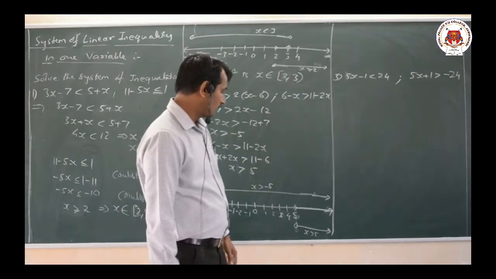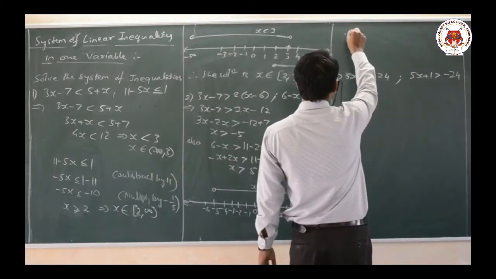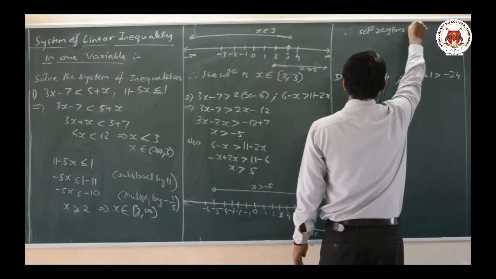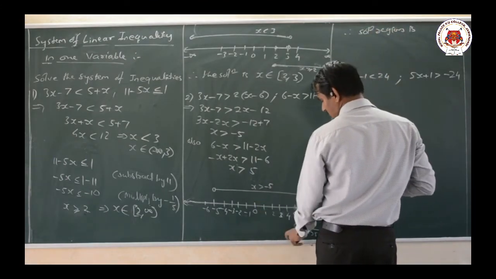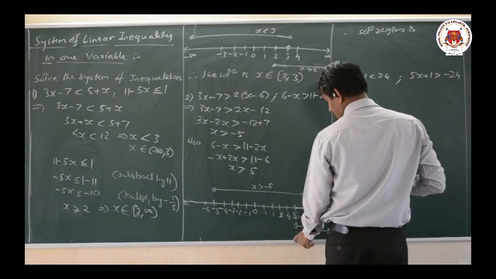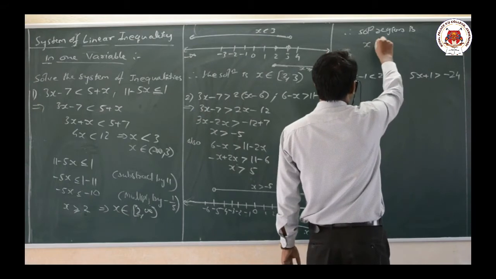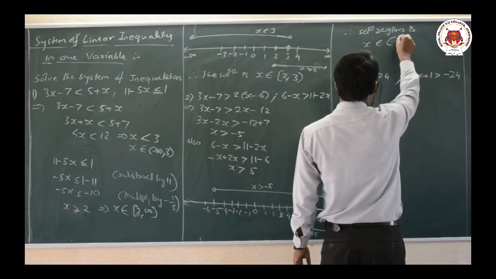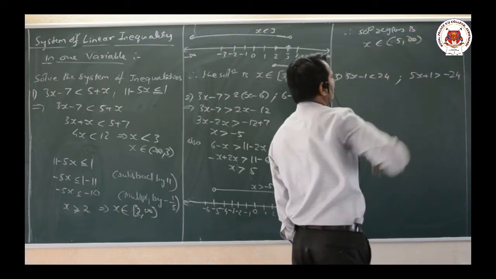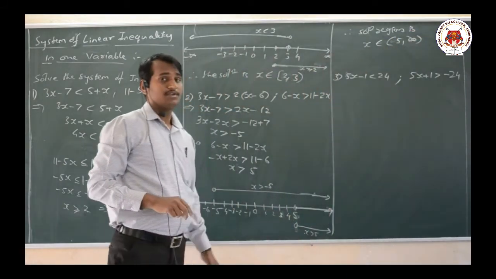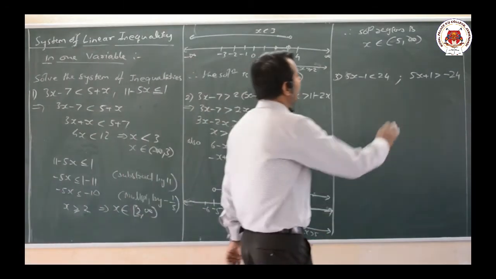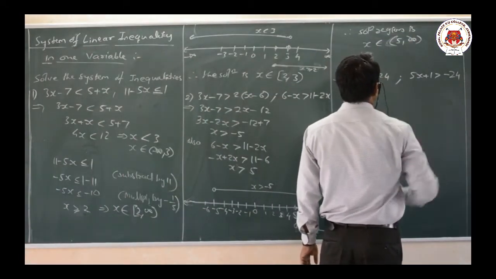So therefore, what is the solution here? Therefore, solution region is the common part of these two things, common solution of these two regions. So what is it? x belongs to, I can write as 5 to positive infinity, and we have to write it in terms of open interval only, that is from 5 to infinity. It is an open interval.